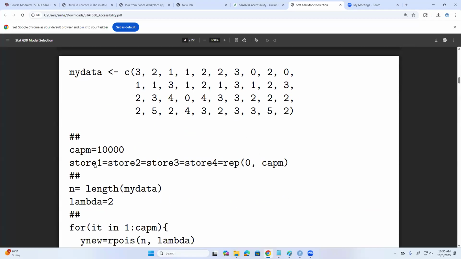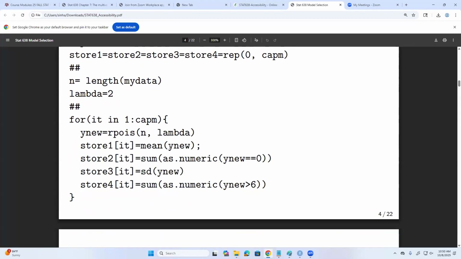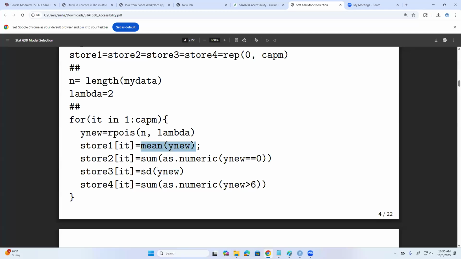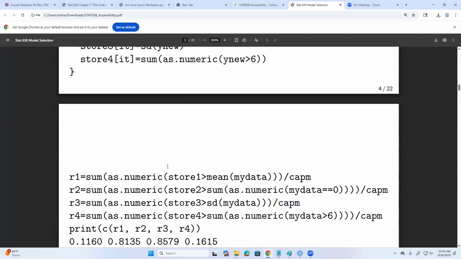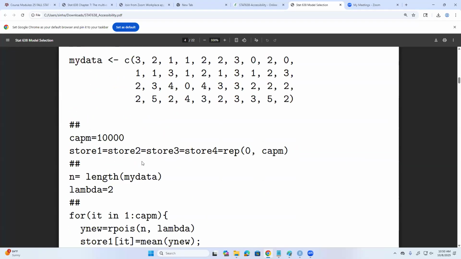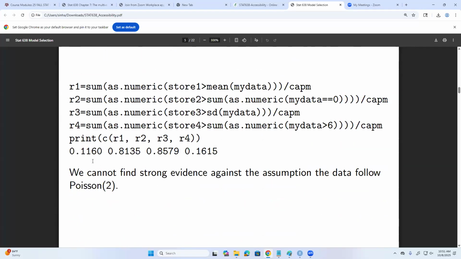First, take this data set, my data, and what I did, I calculated different statistics: the mean, the proportion of zeros in your data, the standard deviation, and the proportion of times it is larger than 6. And calculated that quantity and came out to be these numbers. So the first number, 0.1160, is the mean. I calculated the mean of data sampled from a Poisson distribution with mean 2 and calculated what proportion of the time it exceeds the observed mean of this data set. So it is about 11% of the time.